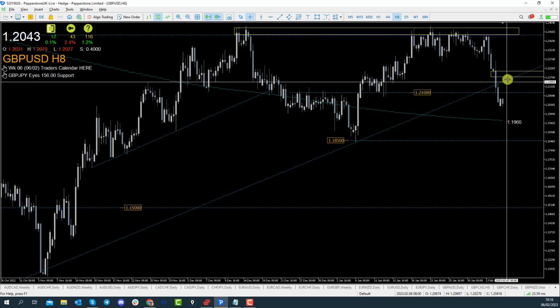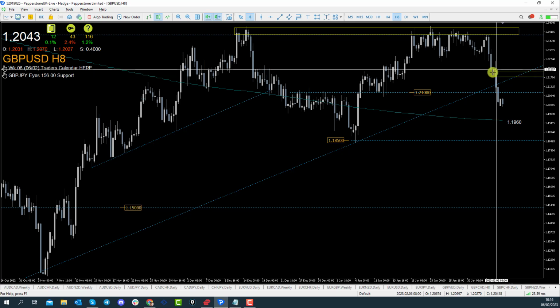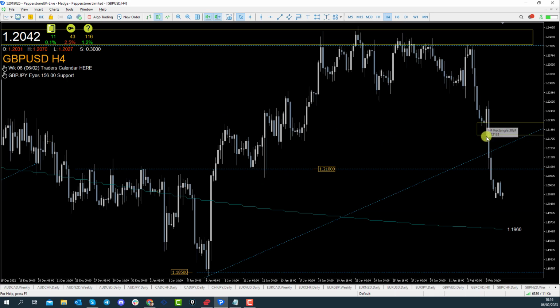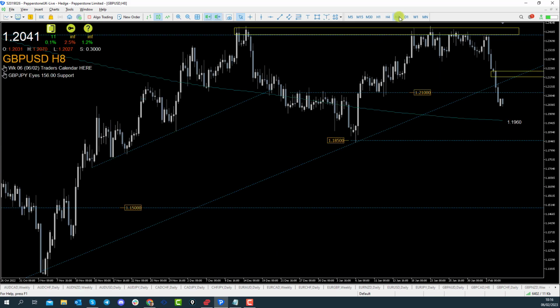So you've got the 1.21 handle. We've also got the 1.22 as well. If I go to a lower time frame, like the 4 hour, you'll see why I've highlighted this area. It's because there was a bullish candle before seeing the continuation down. So I've just highlighted the 1.22 as well as an area where we could find resistance in the market. So keep your eye on pound US dollar.